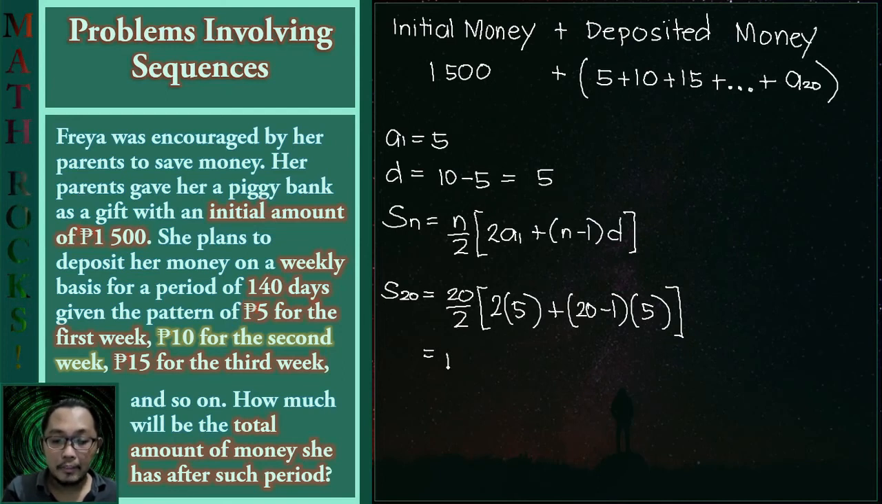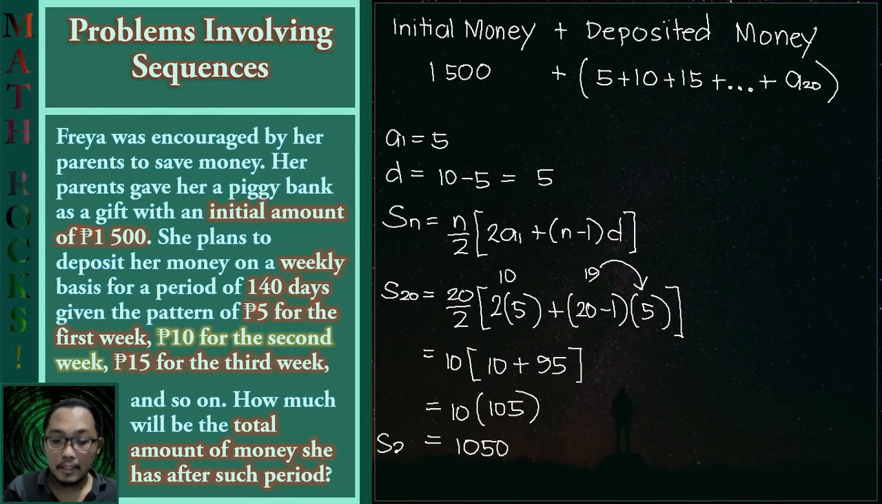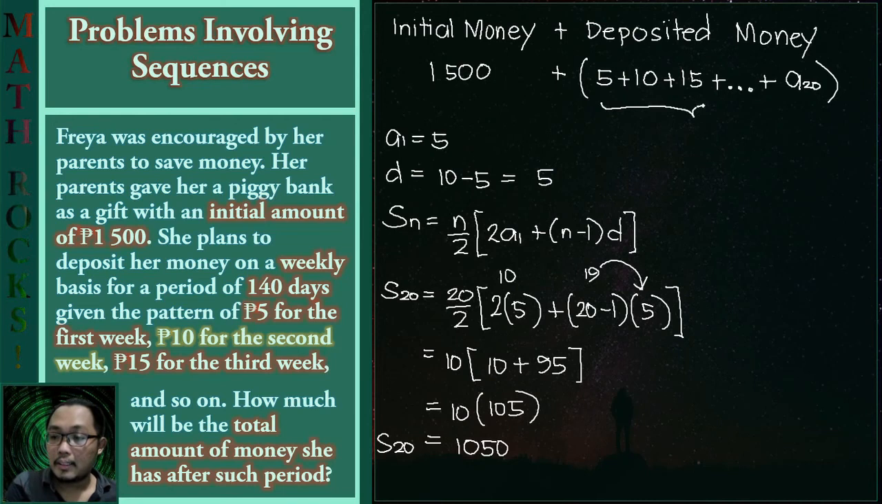So 20 divided by 2 is 10, while 2 times 5 is 10, while this gives us a 19. Now let us multiply the 19 with the 5, and that gives us 95. Now here we have 10 times 105, which actually gives us 1,050. So remember that this is only the total amount of the deposited money. So let us have it here. The total amount of deposited money is 1,050.